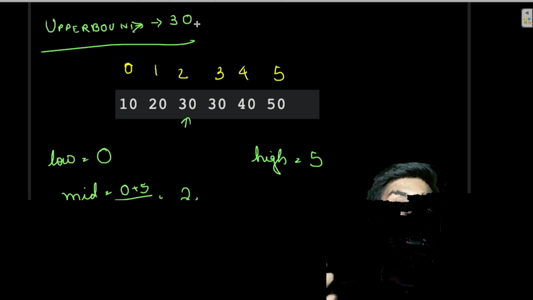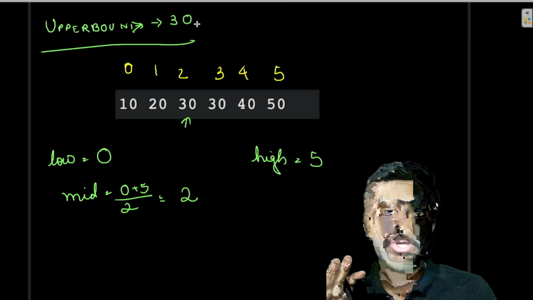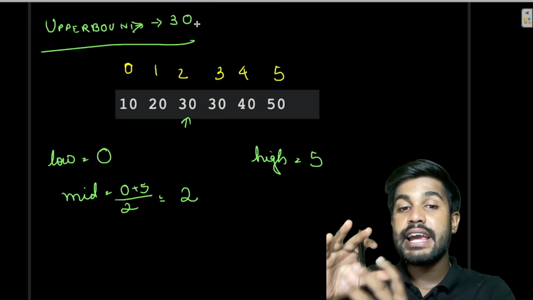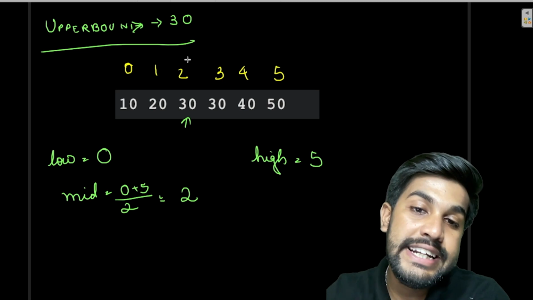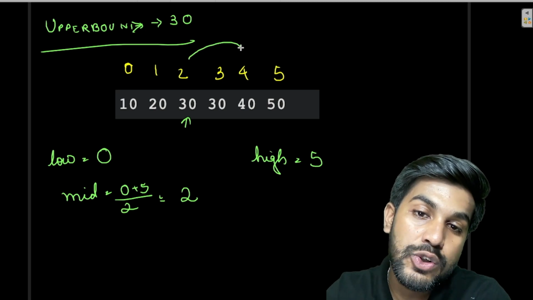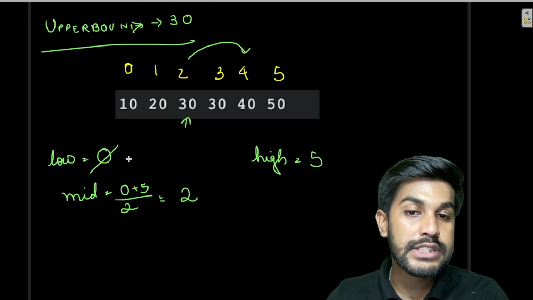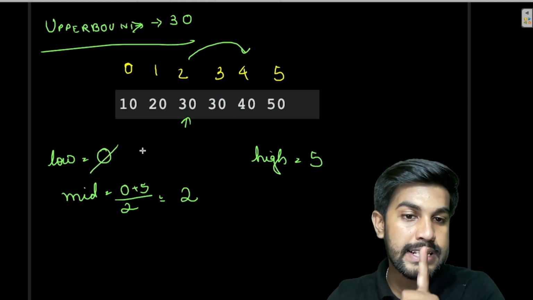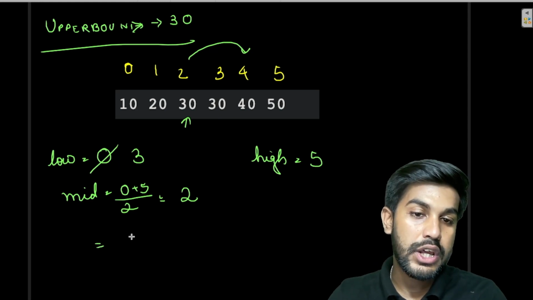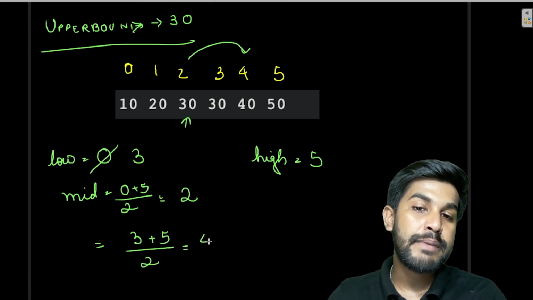Why? Because our answer would definitely be greater than or equal to the value given. The elements here are not greater, so we would need to go on the right hand side. Going on the right hand side, we make low equal to mid plus 1, that is 3, and high would remain the same. In the next iteration, we have 3 plus 5 divided by 2, which is 8 divided by 2, that is 4.